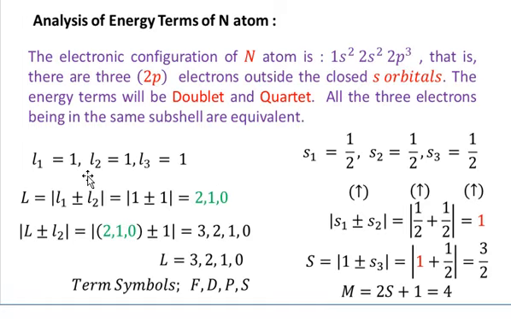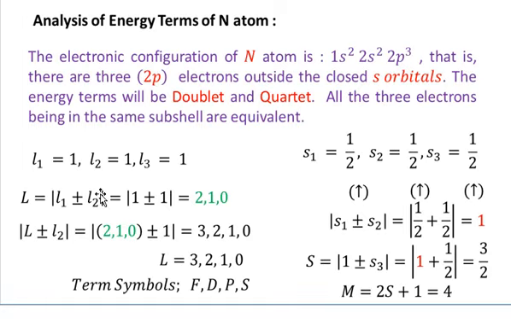For that, we have L1 is equal to 1. That is, the orbital angular momentum of the first electron is 1. Similarly, the orbital angular momentum of the second electron is 1, and of the third electron is 1. So L1 is equal to 1, L2 is equal to 1, L3 is equal to 1. And the corresponding spins are S1 is equal to half for the first electron, S2 is equal to half for the second electron, S3 is equal to half for the third electron. In principle, there is no discrimination for the electrons. So the labels 1, 2, and 3 are arbitrary.